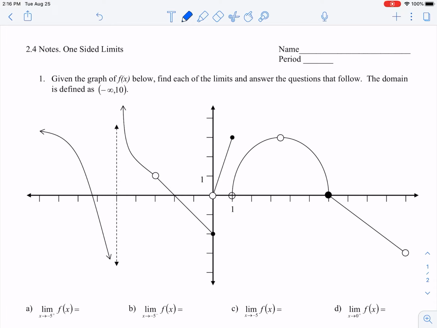Okay, it's time for our next lesson on limits. It's section 2.4 in your textbook. It's one-sided limits. Up until now, we talked about limits in general, and you approached from left and right.